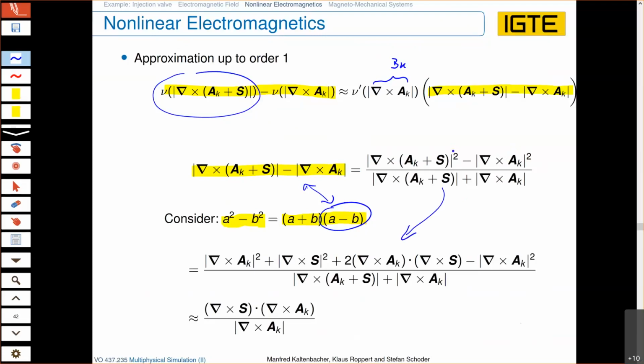So if you take the absolute value of the curl of (A_k + s), we can rewrite this argument as the curl of A_k plus the curl of s, because the curl is a linear operator. And this is to be taken as an absolute value and then squared, which means what we have actually is the first term, the absolute value of the curl of A_k squared. We have the absolute value of the second term squared, and then we have the mixing, which is 2 times, as we know, the curl of A_k dot product with the curl of s. And the second term is minus the curl of A_k squared. So we see already that this term cancels out with this term.